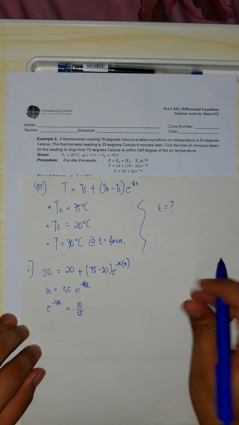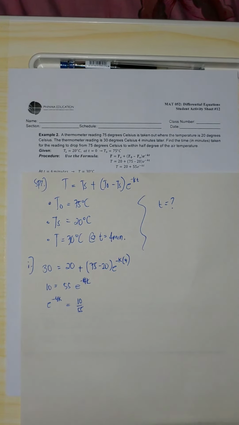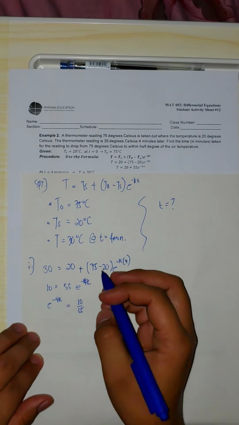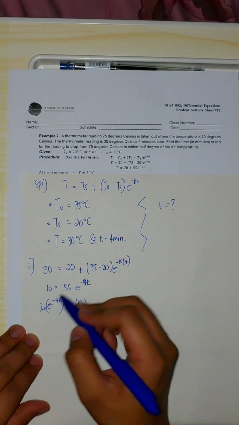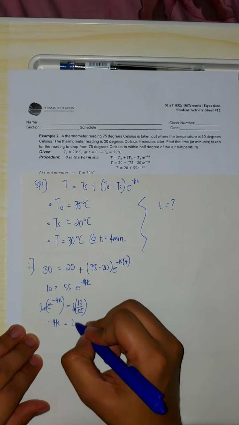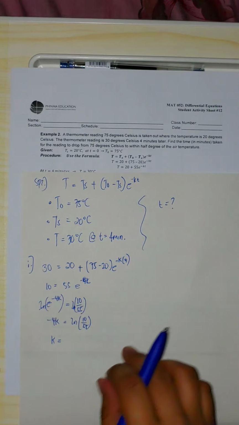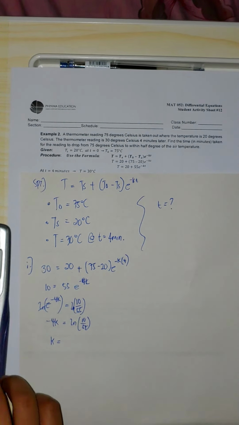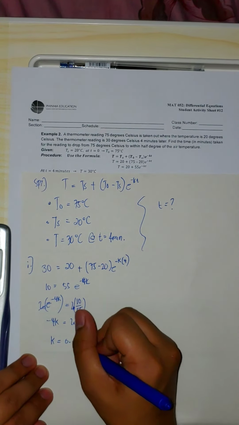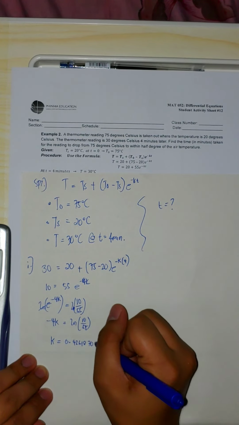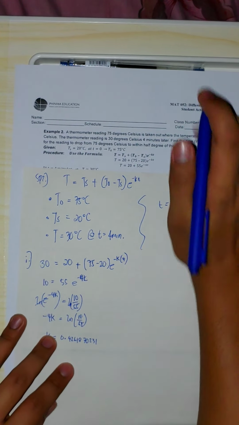And then we can write it like this, to make it easier. But to let you understand more, we take the natural log, and the ln and e cancel. We have negative 4k is equal to ln of 10 over 55. Then we have the value for k, which is equal to ln of 10 divided by 55, divided by negative 4, which is 0.4261870231.